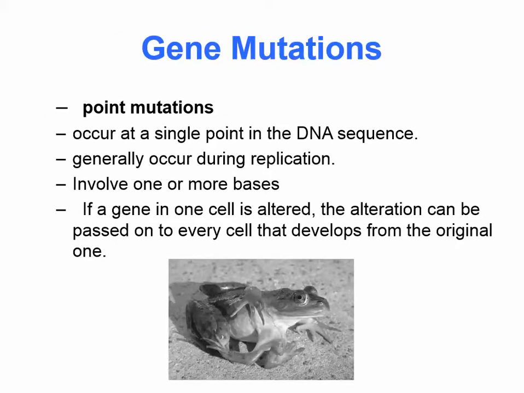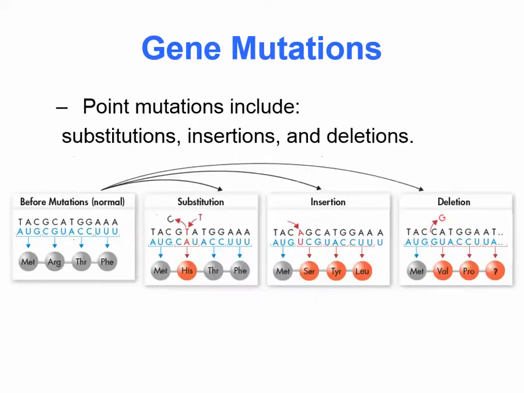So in a gene mutation, this one type would be point mutations, and these usually occur at a single point in the DNA sequence. It usually occurs during replication where it's not replicated correctly, and it can involve one or more bases. Usually if it is more than one base, they're right next to each other. Now if a gene in one cell is altered, the alteration can be passed on to every cell that develops from the original one. Examples of point mutations are substitutions, insertions, and deletions.